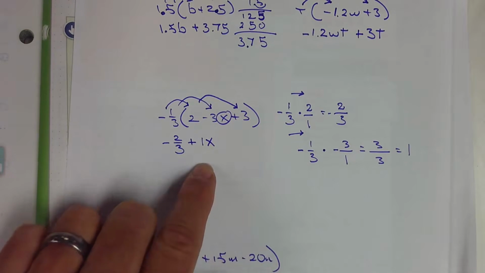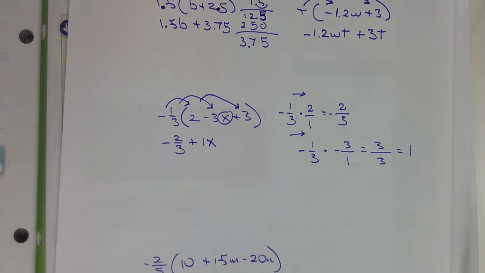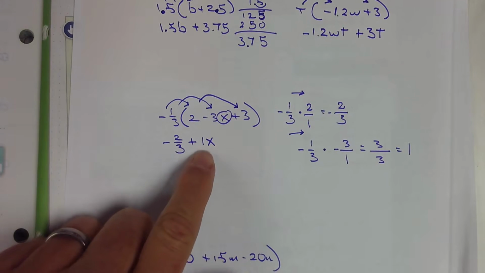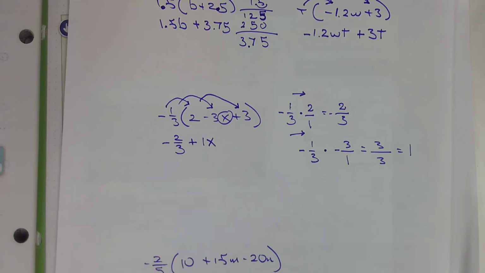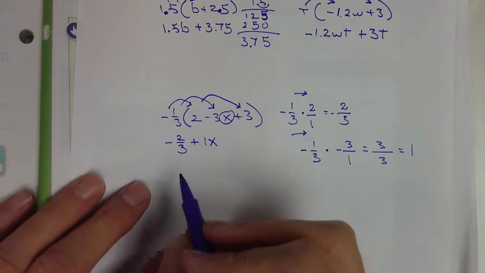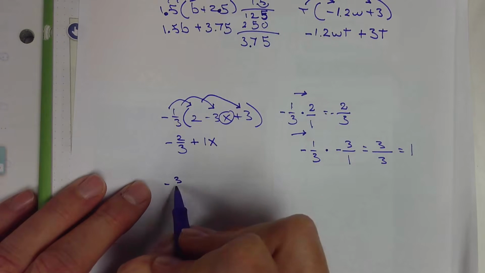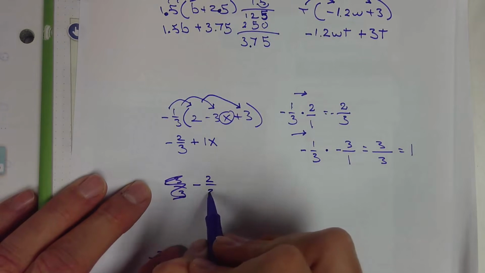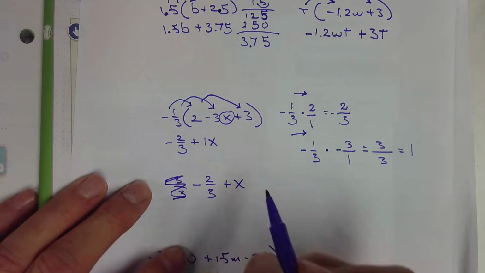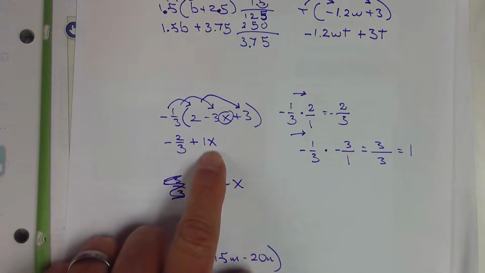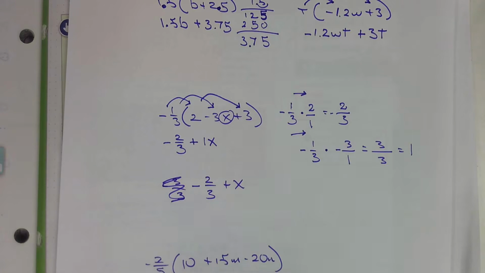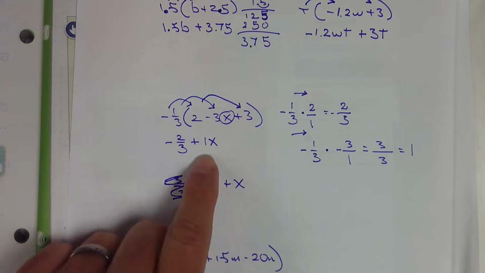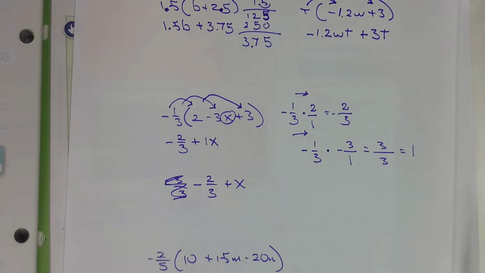I want to point something out to you guys, and I've said this before, but I'll say it again. Whenever you have a variable by itself, there's always an assumed 1. So somebody might write a negative 2/3 plus x. And that's the same thing. They just don't bother with the 1. And as you guys advance in your algebra, you won't put a 1x, you'll just put x.